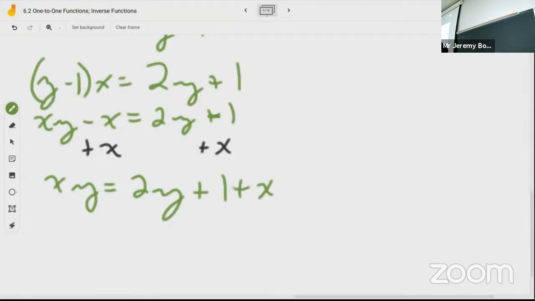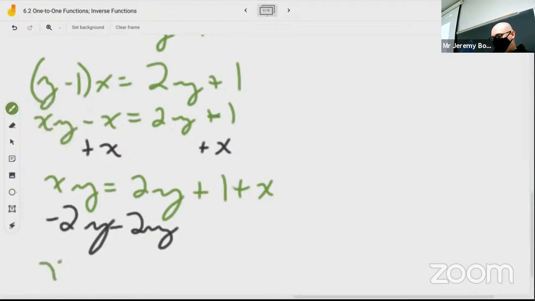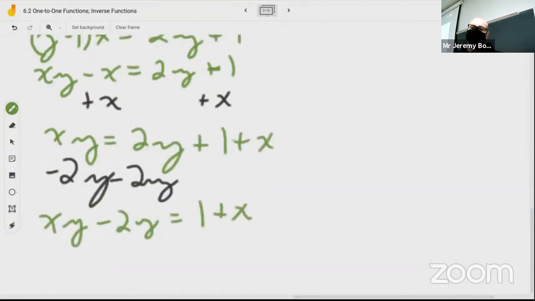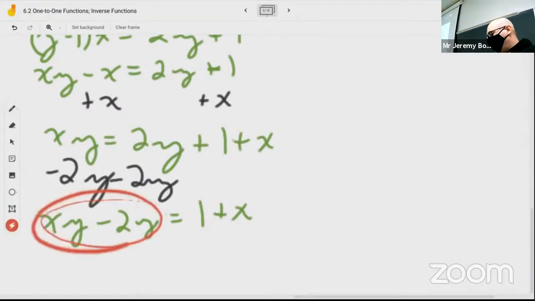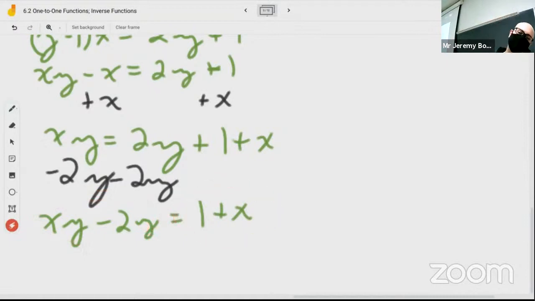If I divide it by 2y, that would actually reduce my y's away and I have no y. So how else can I move that 2y? We'll subtract it. So we'll subtract the 2y from both sides. And so we end up with xy minus 2y is equal to what's left over, 1 plus x. And so now we got to where we want to go. Got everything with a y over here on the left-hand side. Everything without a y there on the right-hand side.